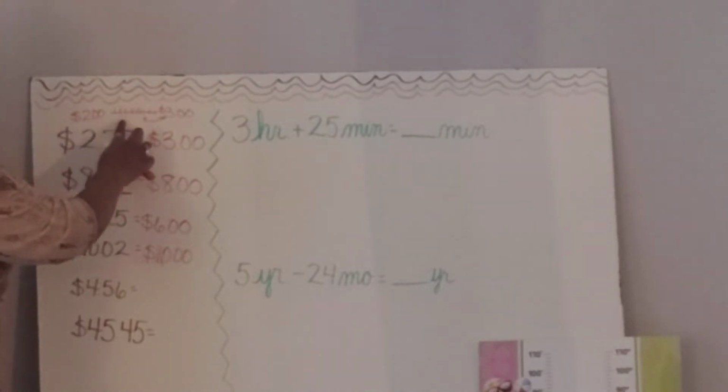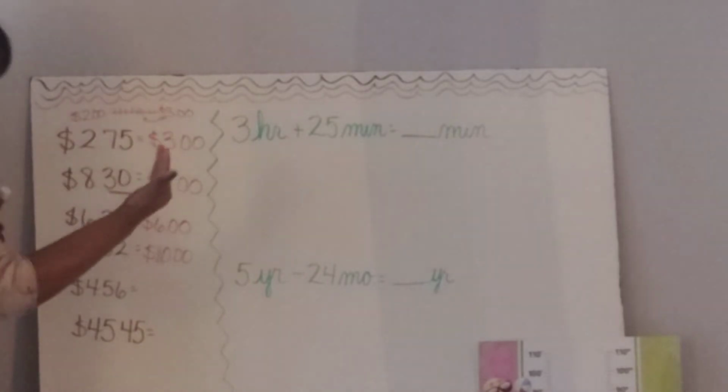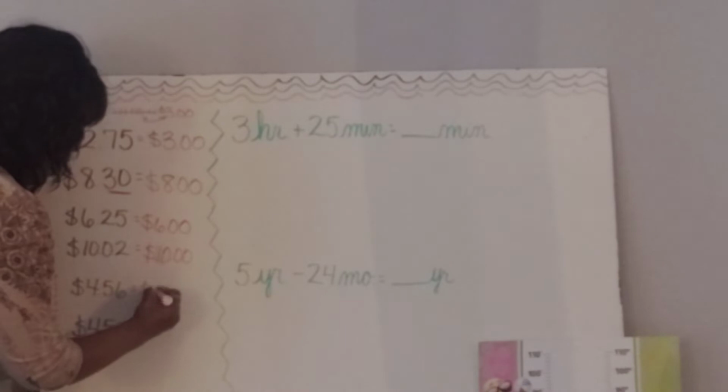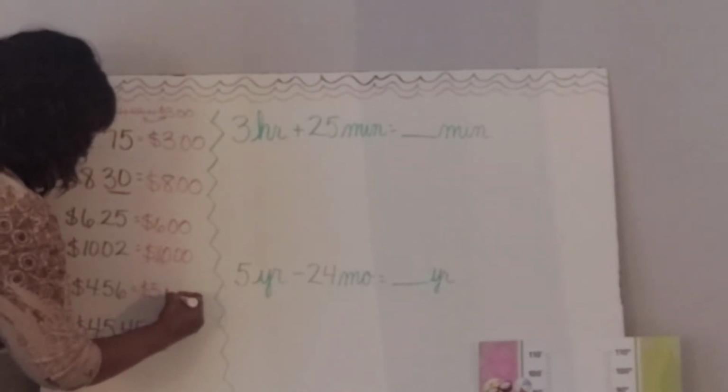Then we have $4.56. So if we have 5 here, it's over 50. That means it's going to round up to $5. Very good.